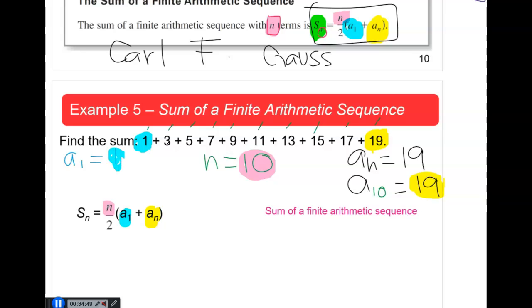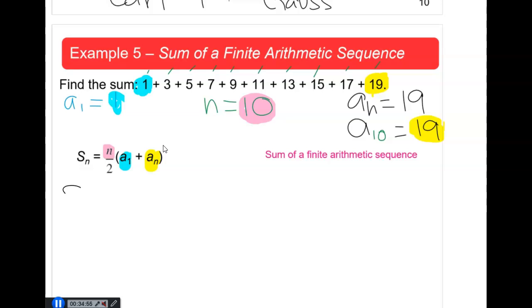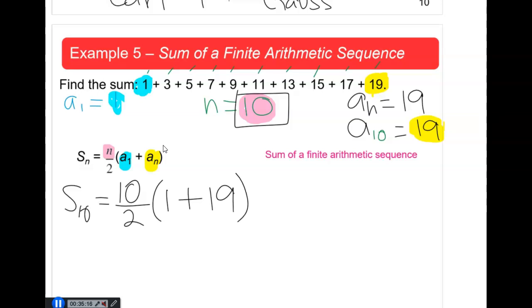So let's get started. So we're going to have S. Remember, S is for the sum. And in this case, we're adding the number of terms, which is 10. The sum of the 10 terms for that sequence will be equal to 10 over 2. The 10 is n, times a sub 1, which is a 1, plus a sub n, which is a 19.